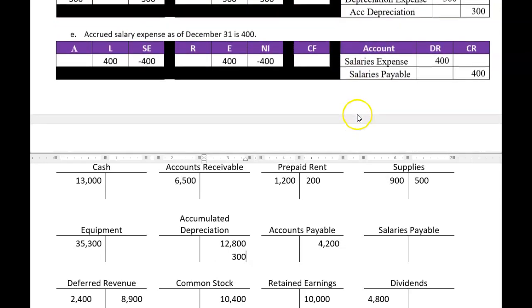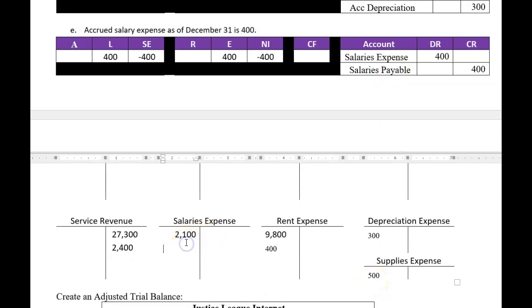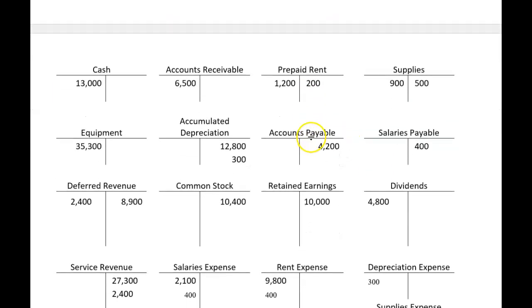And then last but not least is our salaries expense. So we're going to go to salaries expense. We're adding an additional $400 there. And then on our salaries payable, we're going to go in and we're going to post $400 there. All right, so hopefully I got all those in. Let me remove my list there.